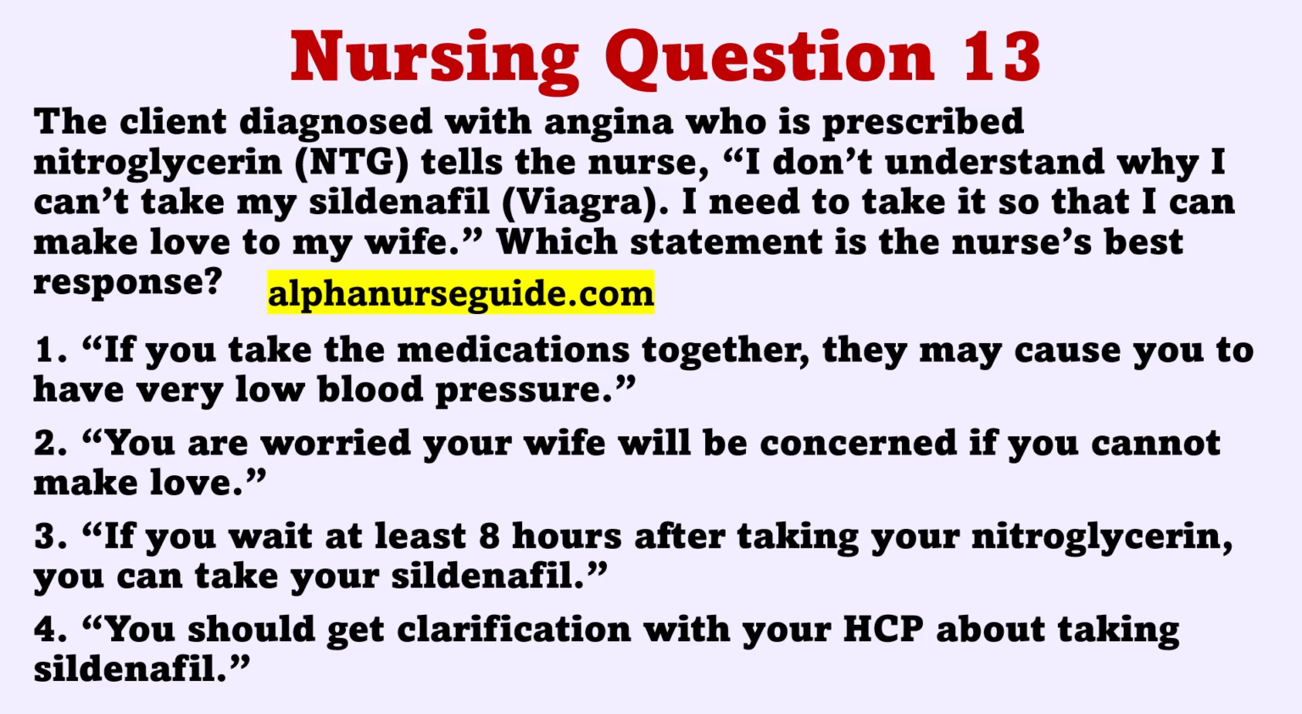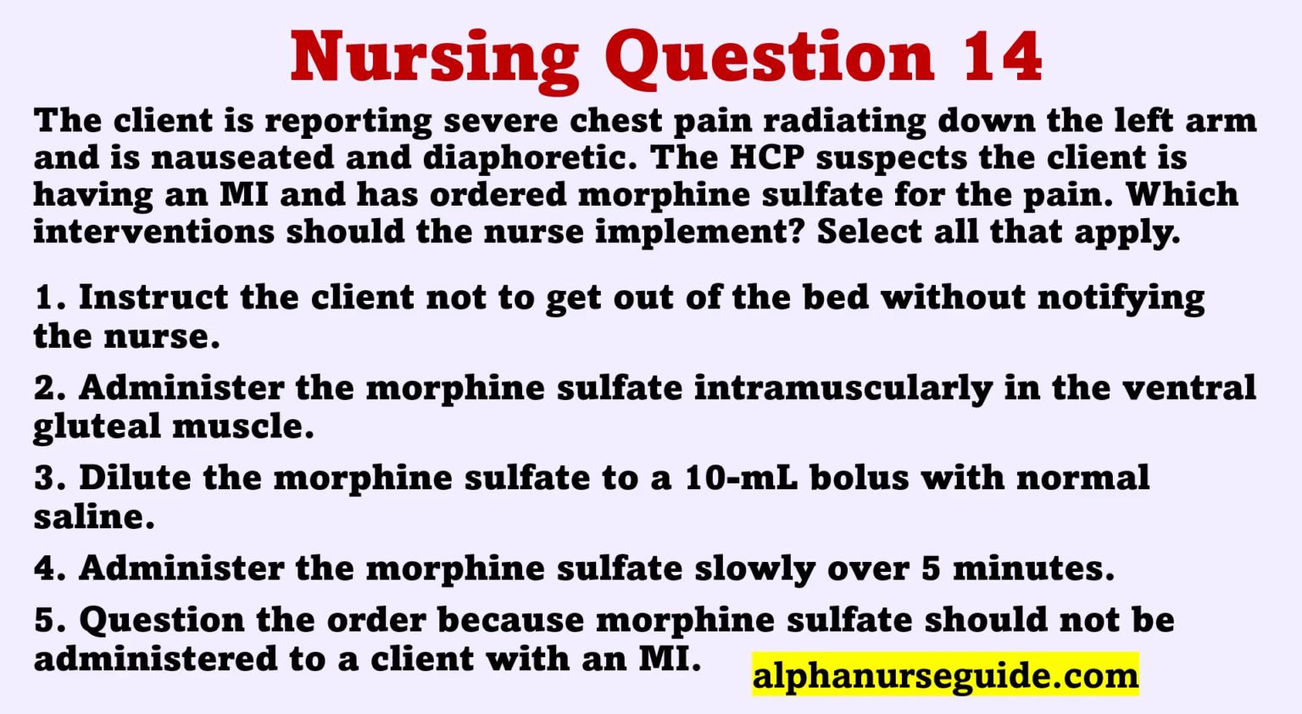The correct answer is 1. If you take the medications together, they may cause you to have very low blood pressure. Life-threatening hypotension can result with concurrent use of NTG and sildenafil, a peripheral vasodilator erectile agent. The client is reporting severe chest pain radiating down the left arm and is nauseated and diaphoretic. The HCP suspects the client is having an MI and has ordered morphine sulfate for the pain.